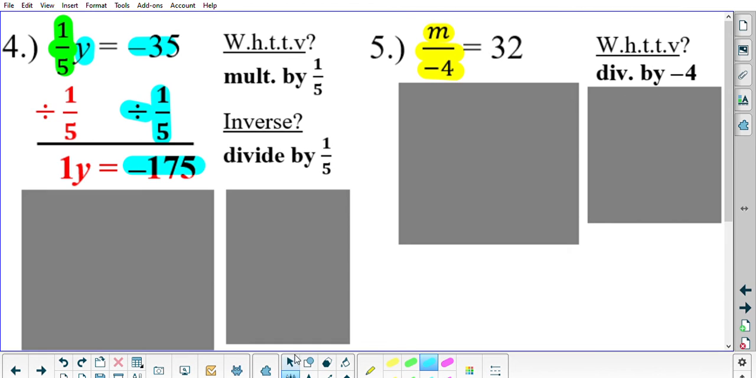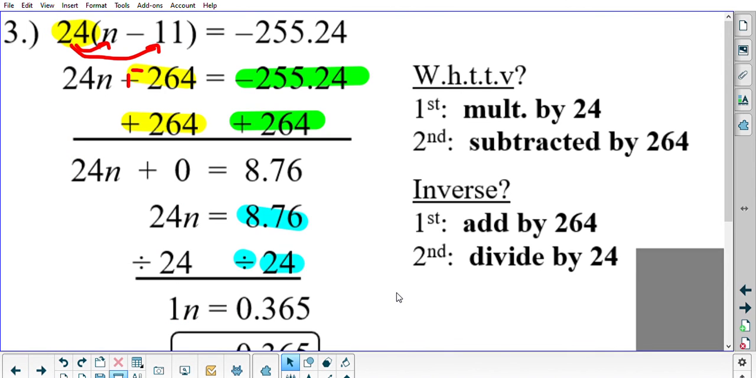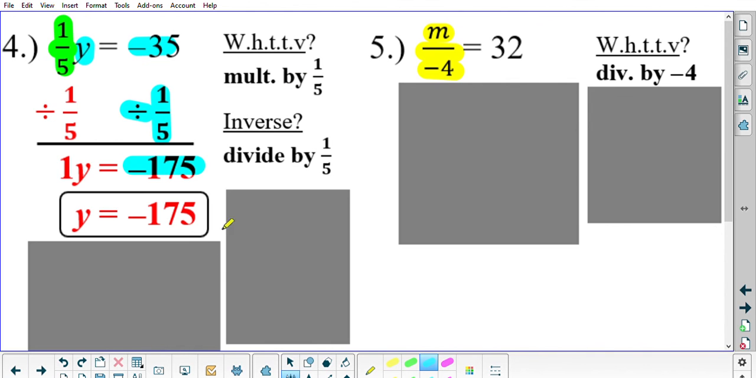Left side gives you 1y. If you don't want to show the 1y step anymore, you don't need to. Final answer is -175. Notice number 4 did not take nearly as much work as number 3. And it's because of number 3, there was 2 things happening to the variable, right? That's why there was 2 inverse operations. But on number 4, there was only 1 thing happening to the variable. Therefore, there's only 1 inverse operation that needs to be done on both sides. Please do not think that every single equation is going to have 2 inverse operations, because that's certainly not true. It all depends on how many things are happening to the variable.